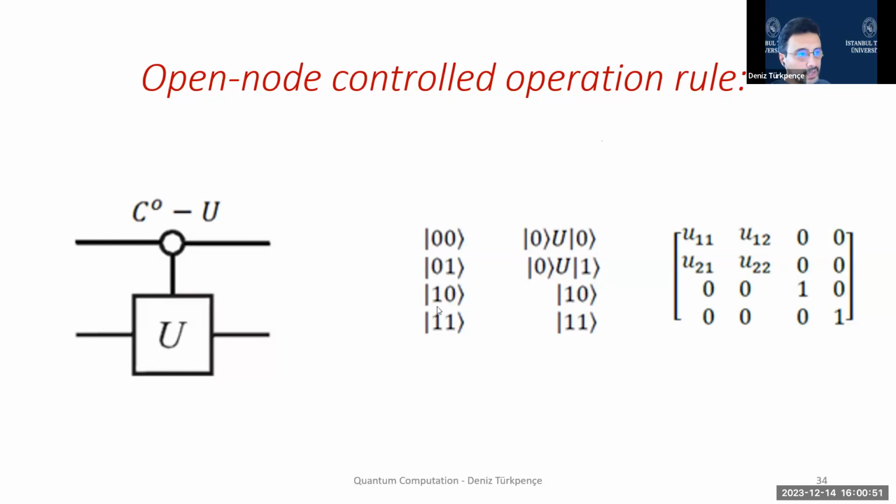If I have 1 in the control qubit, then apply nothing to the target. So this is the open node rule for the control U operation. So this is the matrix representation. As you see here, these open nodes are also significant for some reason. But for now, you will just have to learn this.